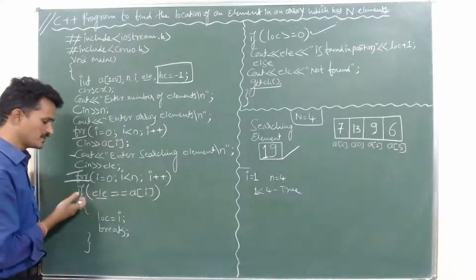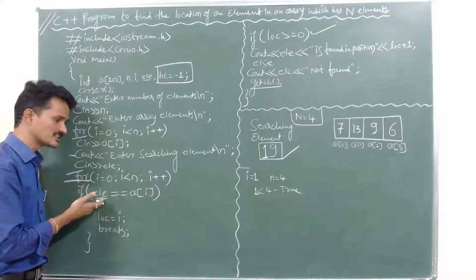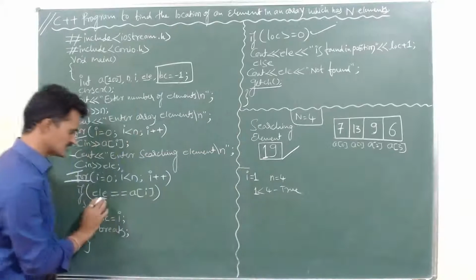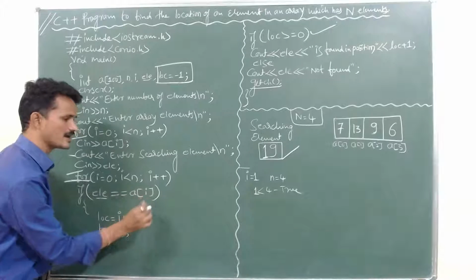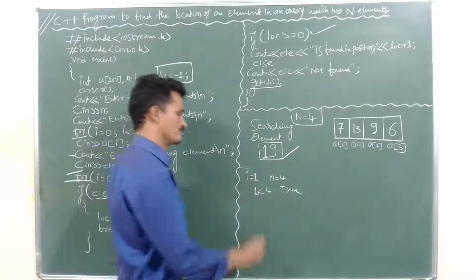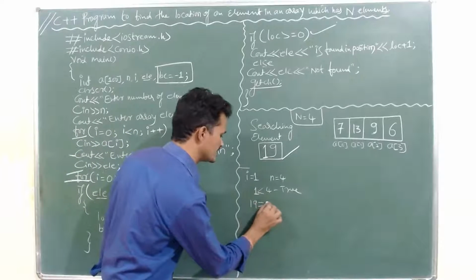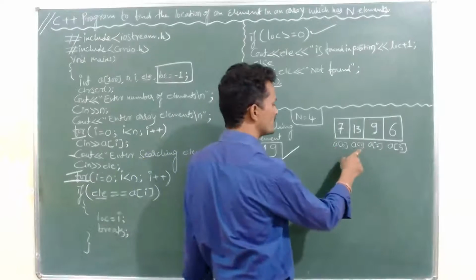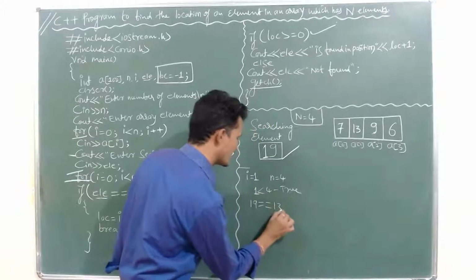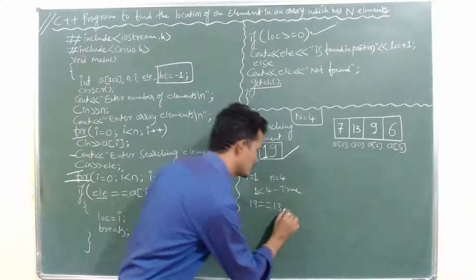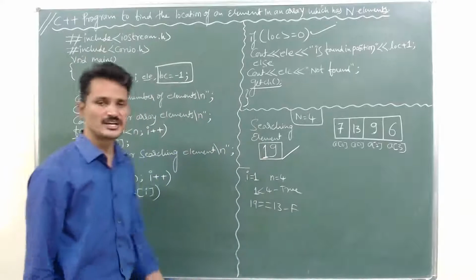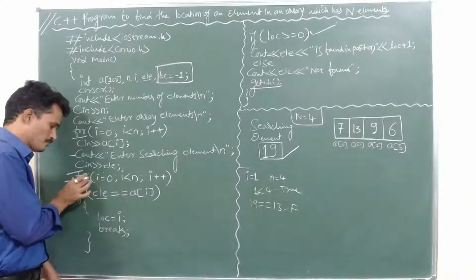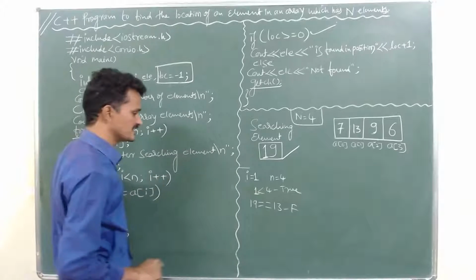Condition true means again, if (element is nothing but the searching element) searching element is equal to A of i. A of i means A of 1. The searching element is 19. 19 is equal to what is the element stored in A of 1? 13. 19 is equal to 13, again the condition is false. Condition false, so again it goes to the for loop, and i gets increased by 1.